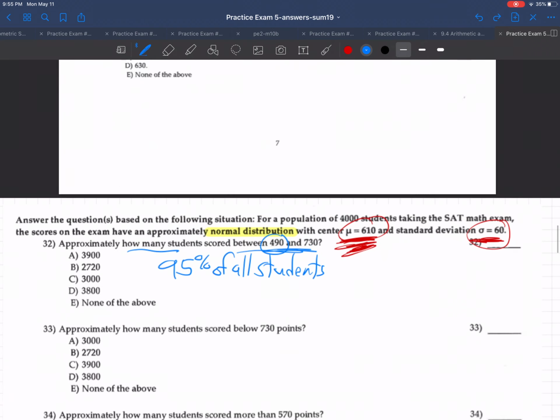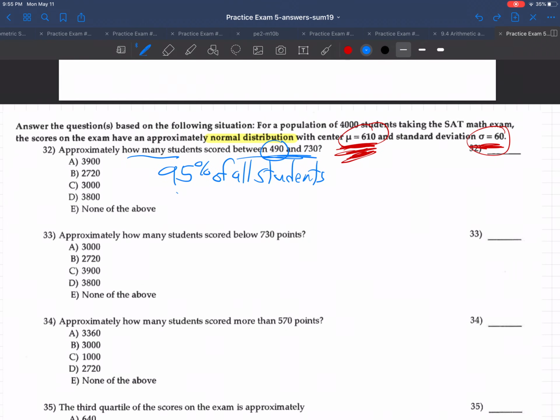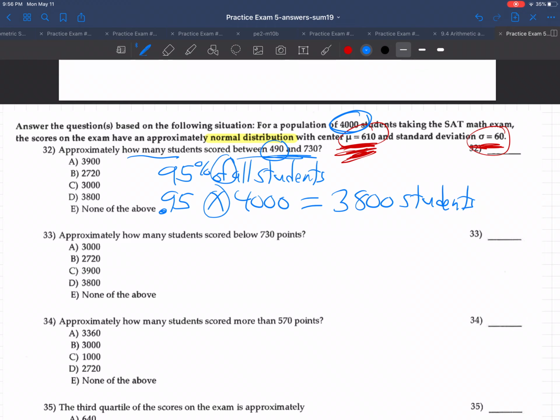All right, let's go back. Now, you don't see that answer yet. I've got to make it a decimal. Of is times, 0.95 times all students. How many total students? 4,000. So it's 95% of all the students, which means 0.95 times, of is always times, 4,000. 95% of the 4,000 students, that's 3,800 students. So there's our answer. Great, let's go to the next part.